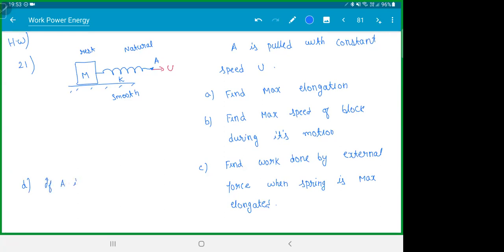If A is pulled with constant acceleration, instead of constant speed, if you're pulling with constant acceleration A, find max elongation. There, these are 4 questions, right? So pretty good one. Is the question clear?